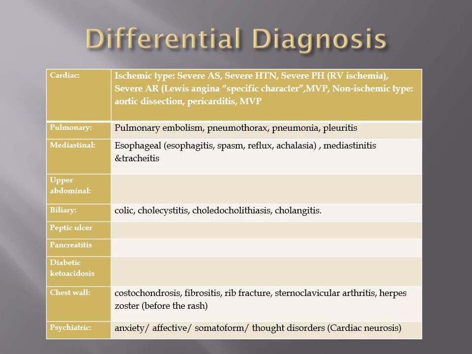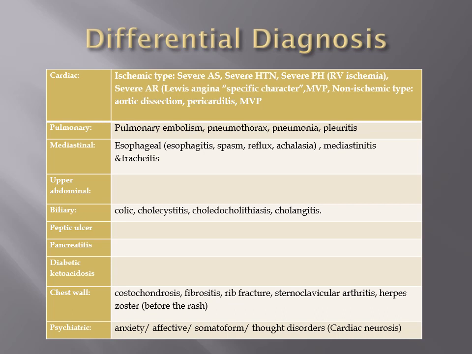Differential diagnosis, this is very important because there are many causes of chest pain other than angina, maybe cardiac or non-cardiac. The cardiac causes may be ischemic type chest pain as in severe aortic stenosis, severe hypertension, severe pulmonary hypertension, severe aortic regurgitation, or non-ischemic type of cardiac chest pain as in aortic dissection, pericarditis, and mitral valve prolapse.